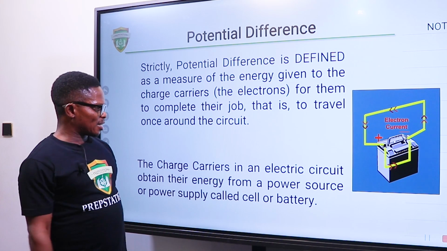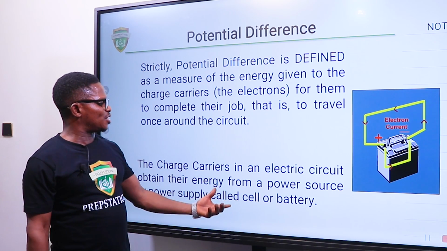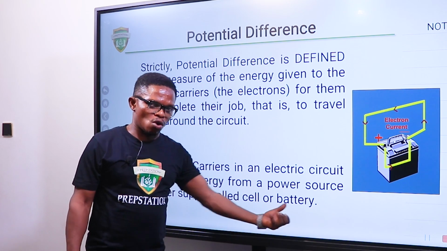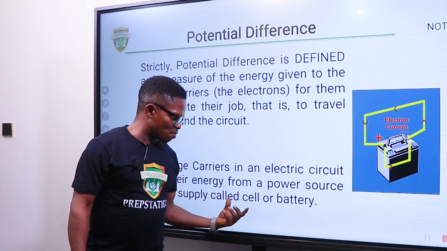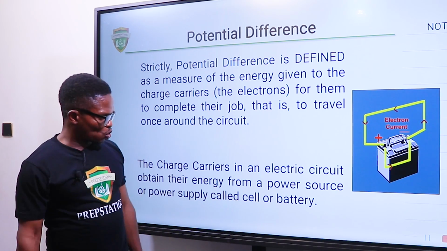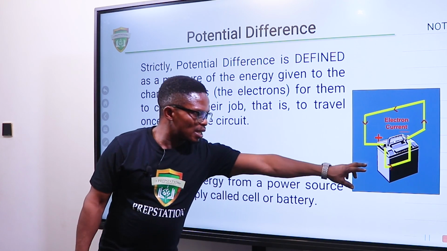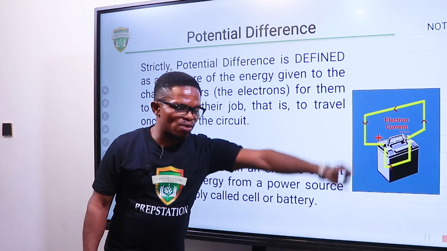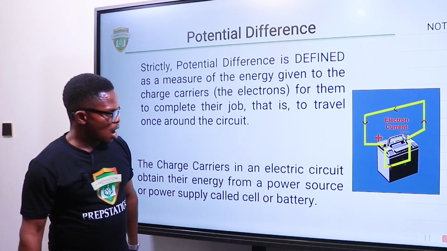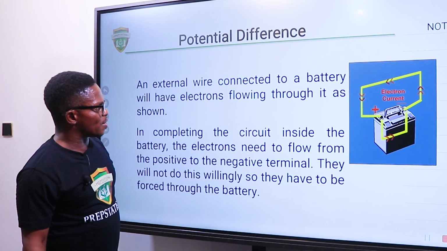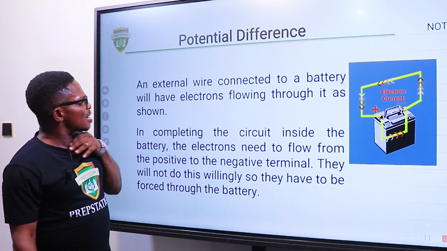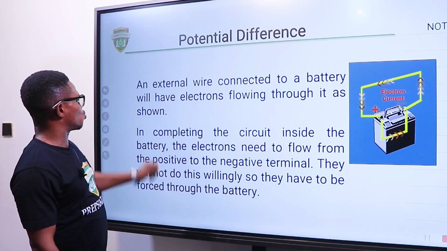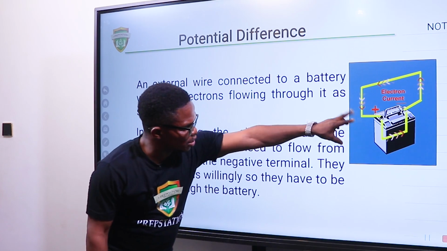Now, the charge carriers in an electric circuit obtain their energy from a power source or power supply called a cell or battery. I've explained the difference between cell and battery. So without the cell or the battery, the electrons will not move around the circuit. And if electrons cannot move around the circuit, current cannot be generated. All right. An external wire connected to a battery will have electrons flowing through it as shown. That is what this diagram represents.